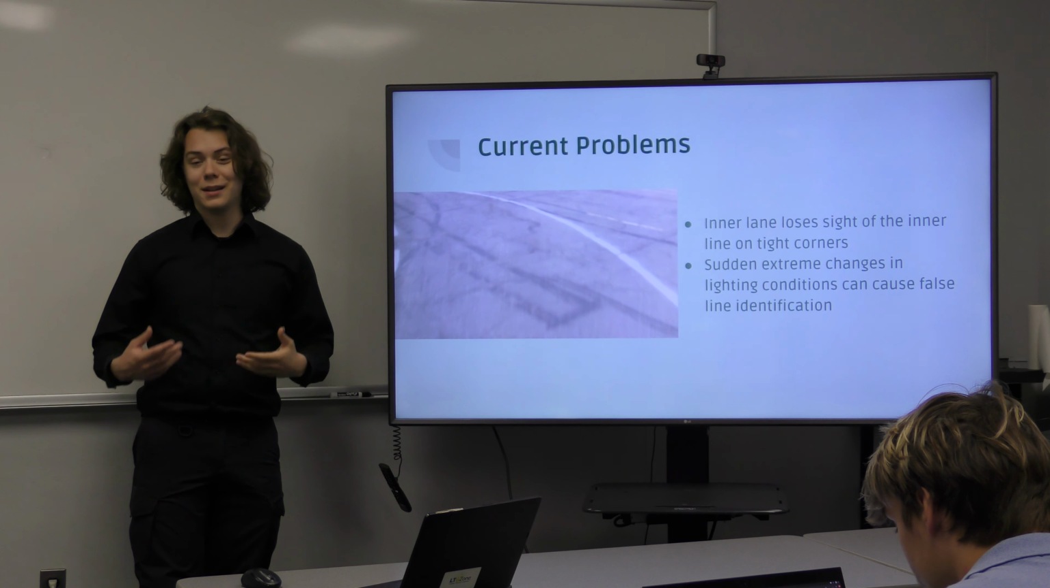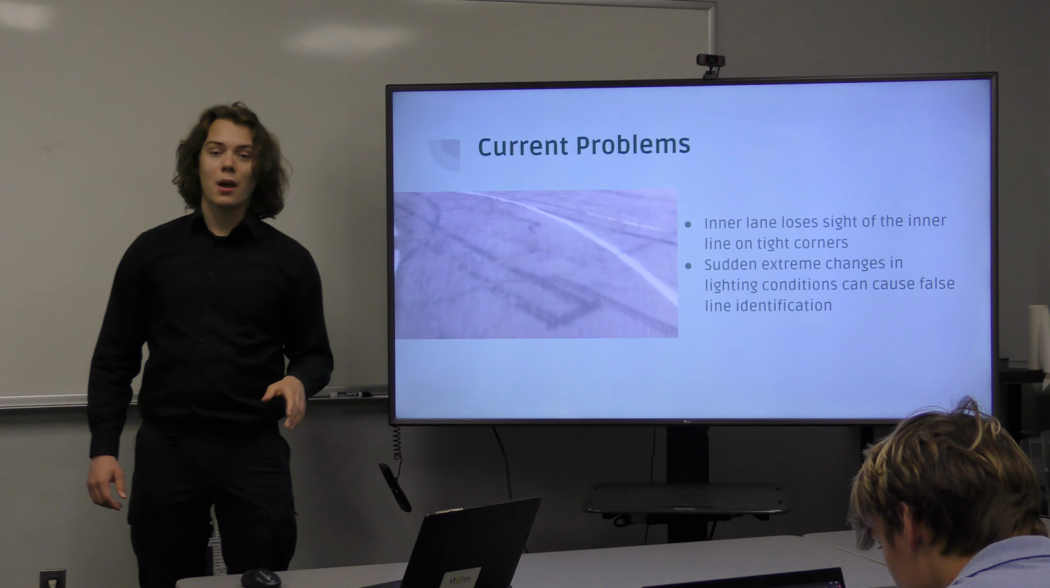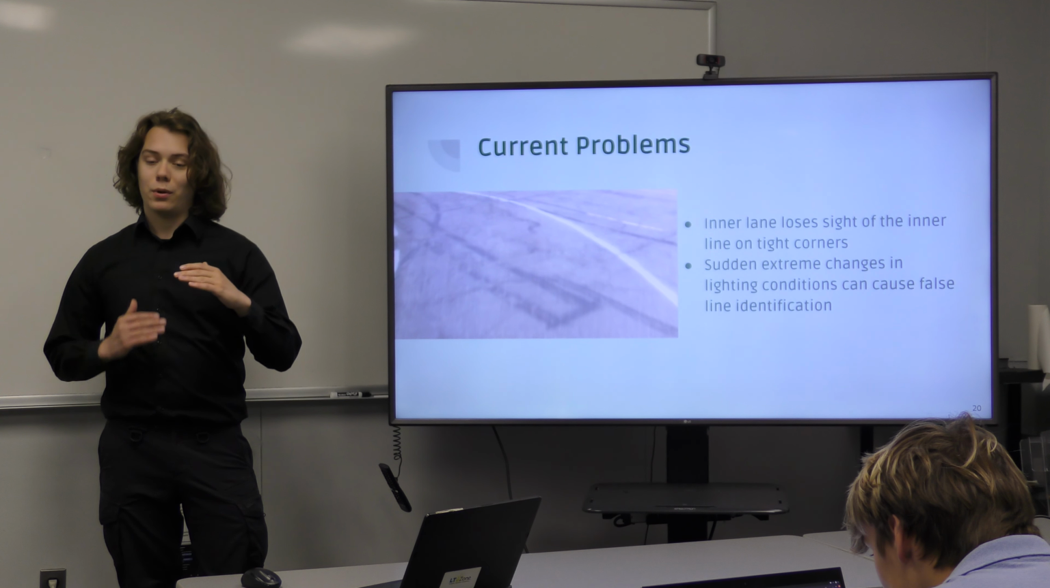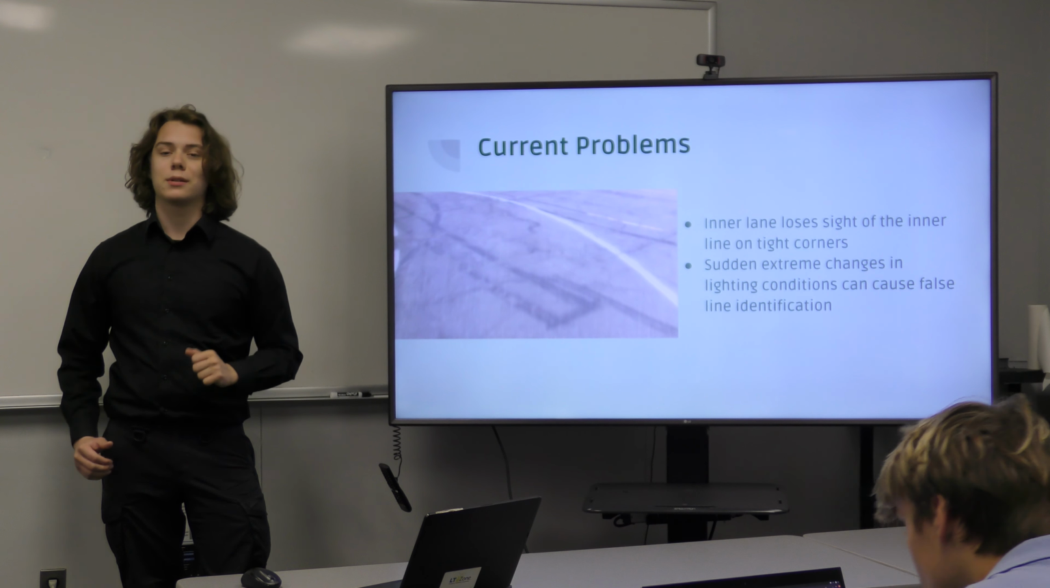Other than that, there are sudden extreme changes in lighting conditions. The pre-processing slowly adjusts the lighting level to better fit what it's supposed to identify. However, this takes a little bit of time. So if the sun comes out from behind a cloud all of a sudden and the brightness of the image goes up significantly, the program can sometimes have a little bit of catch up to do, and during that time it can steer off the course.